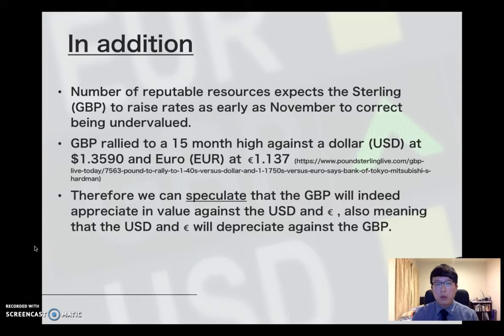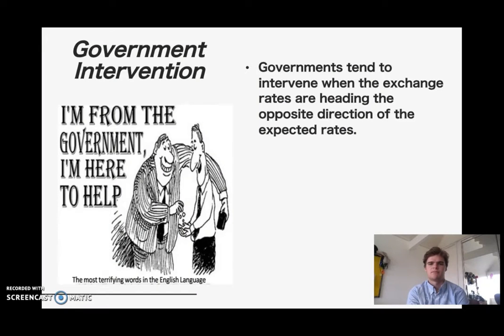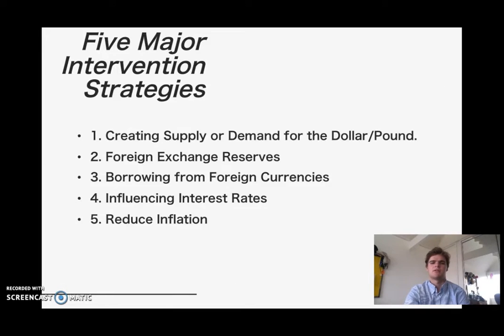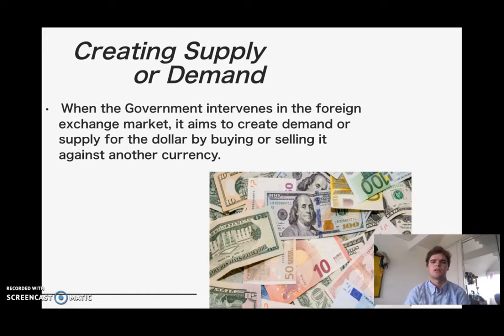Now, Ned will talk to you about the government influences. Government intervention. Governments tend to intervene when the exchange rates are heading in the opposite direction of the expected rates. 5 major intervention strategies. 1. Creating supply or demand for the dollar/pound. 2. Foreign exchange reserves. 3. Borrowing from foreign currencies. 4. Influencing interest rates. 5. Reducing inflation.